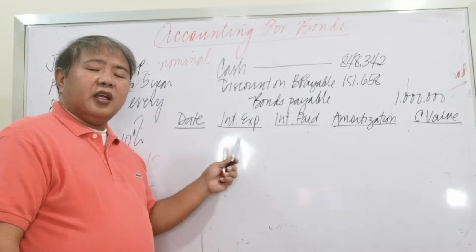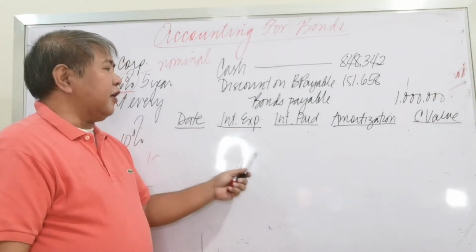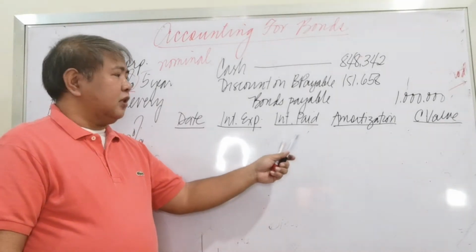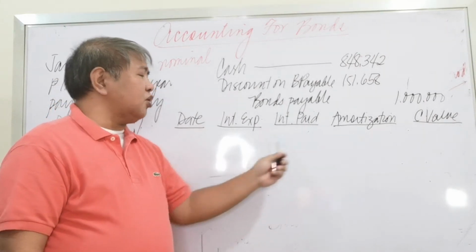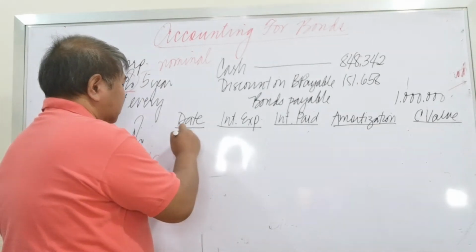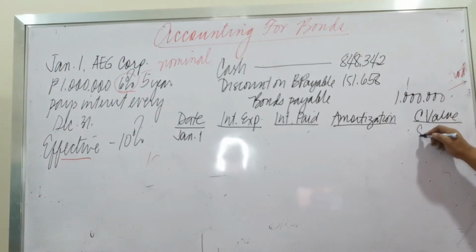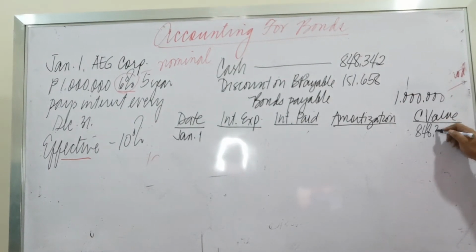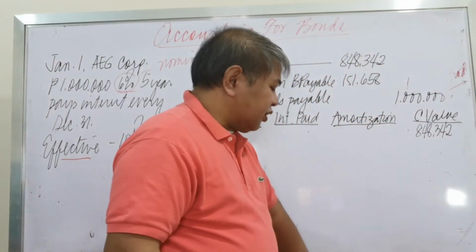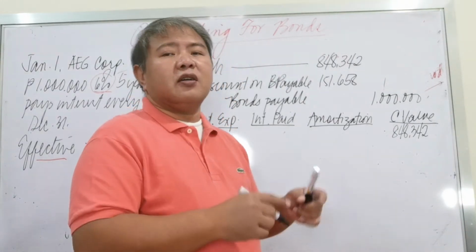The date and then the interest expense, which is equal to the carrying value of the obligation multiplied by the effective interest rate. Now, interest paid is equal to the nominal interest. And then amortization is the difference between the two, and then the carrying value of the obligation. So this is January 1, and the carrying value of the obligation is 848,342.